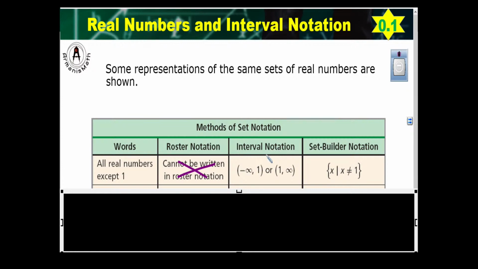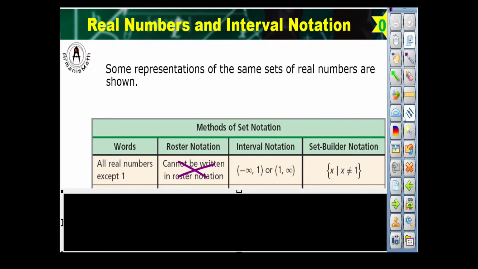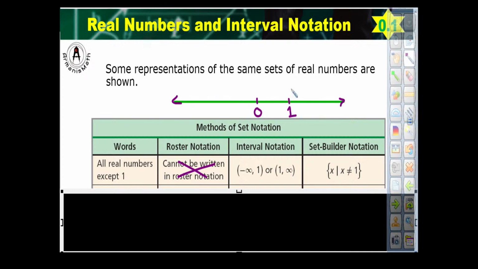But we could use interval notation. For this one, it says all real numbers except one. That means I could go all the way from negative infinity to infinity, not including one. So this is 0, for example, and this is 1. I will go from here or here, but not the 1. So how do you put this in interval notation? Well, you go from negative infinity all the way to 1, not including it, or 1 to infinity, not including either the 1 or the infinity. Okay, that was the interval notation.